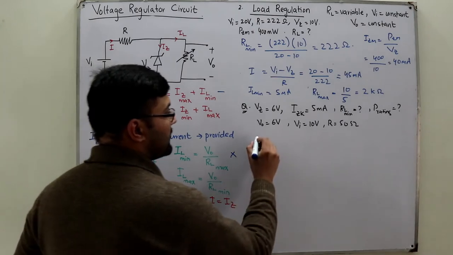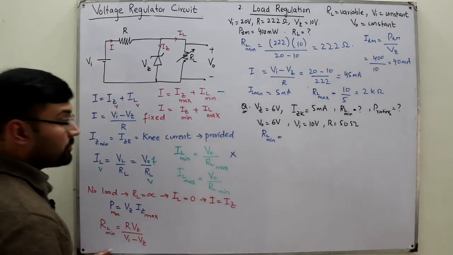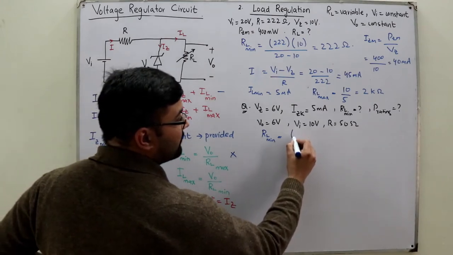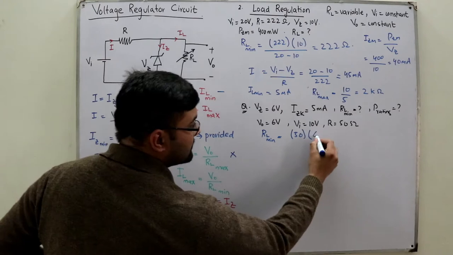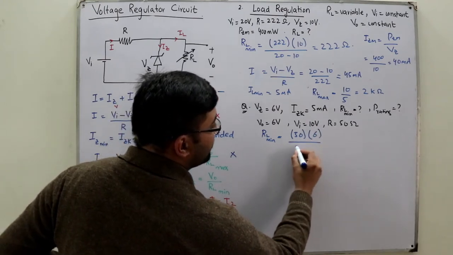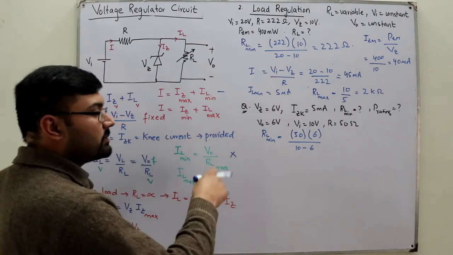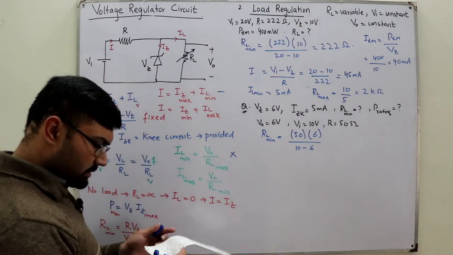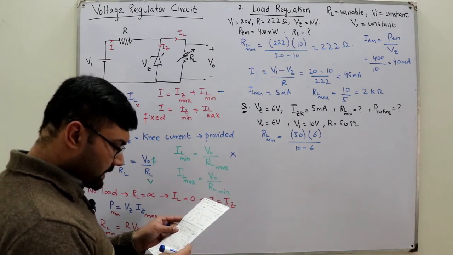So RL minimum from this formula, it's R, so the value of R is 50 ohms, into VZ, which is 6, and then you have input 10 minus 6. So 50 into 6 is 300 divided by 4. What do we get? I've written it over here.